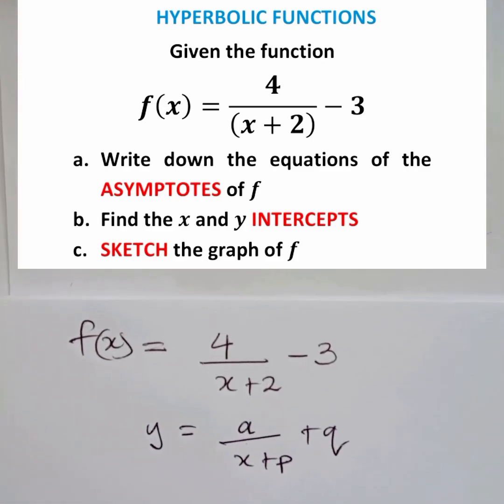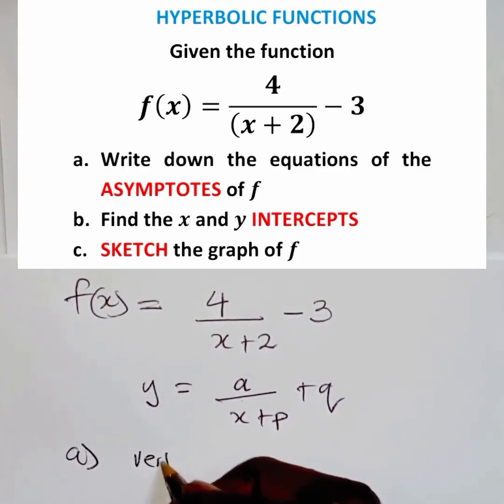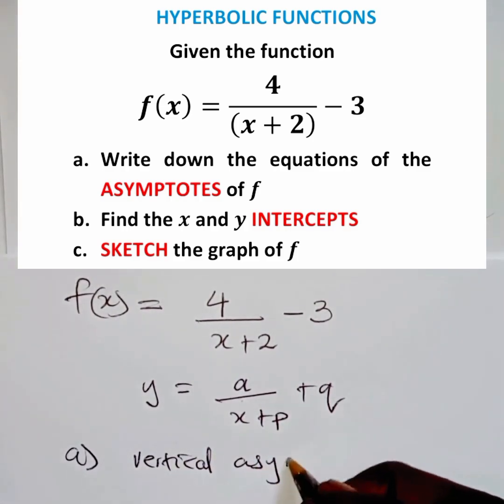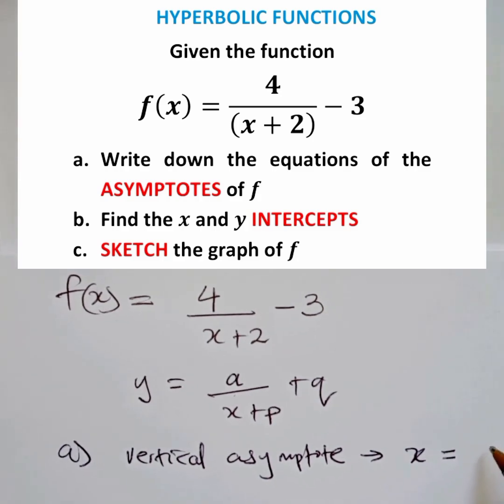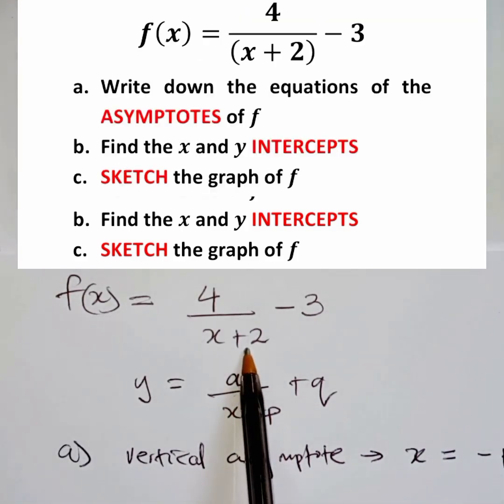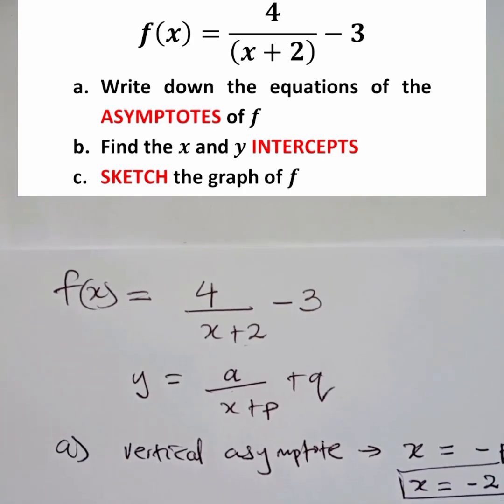Now, to find the vertical asymptote, so this is the first question, (a). You are going to say the vertical asymptote is given by x = -p. And that means in our case, our p is +2. So that means our vertical asymptote is equal to -2. So we say x = -2. So we've written down the equation of the vertical asymptote.